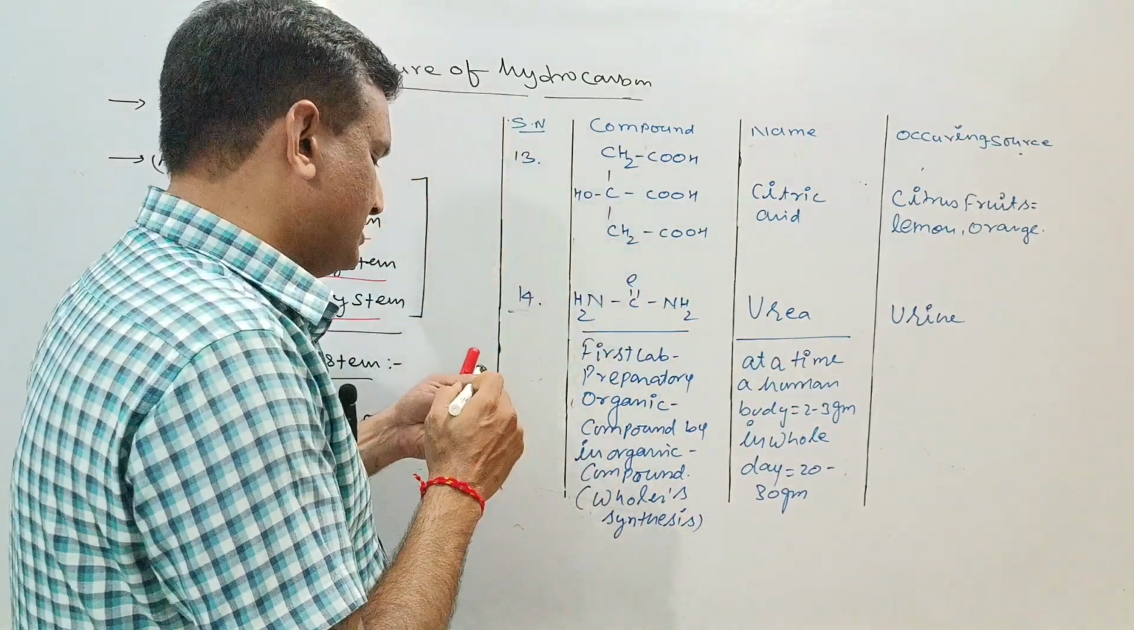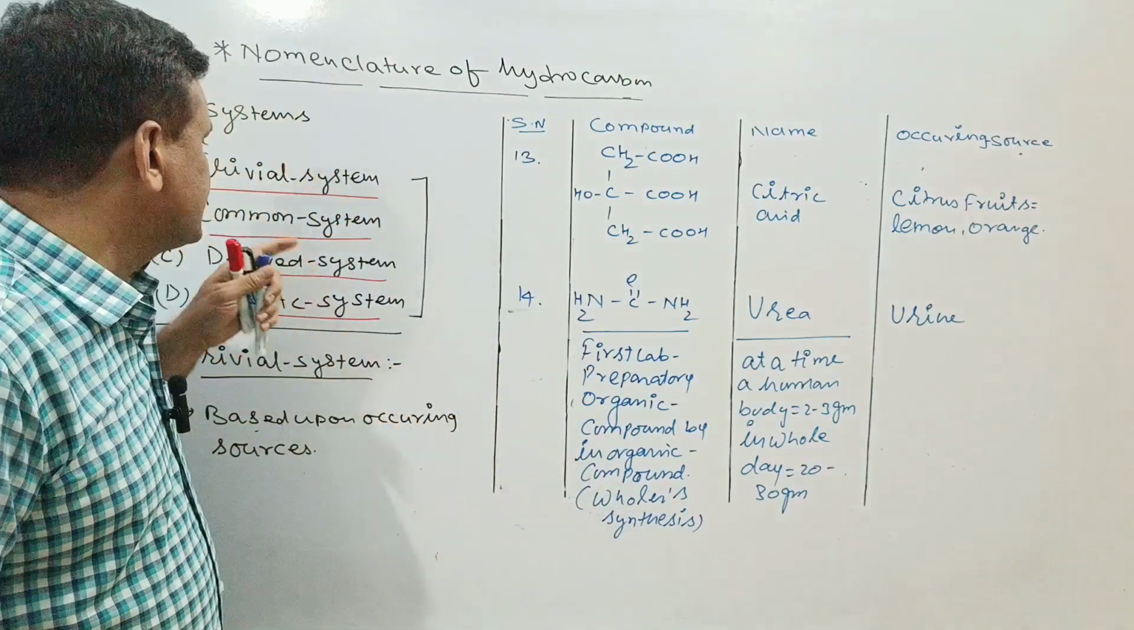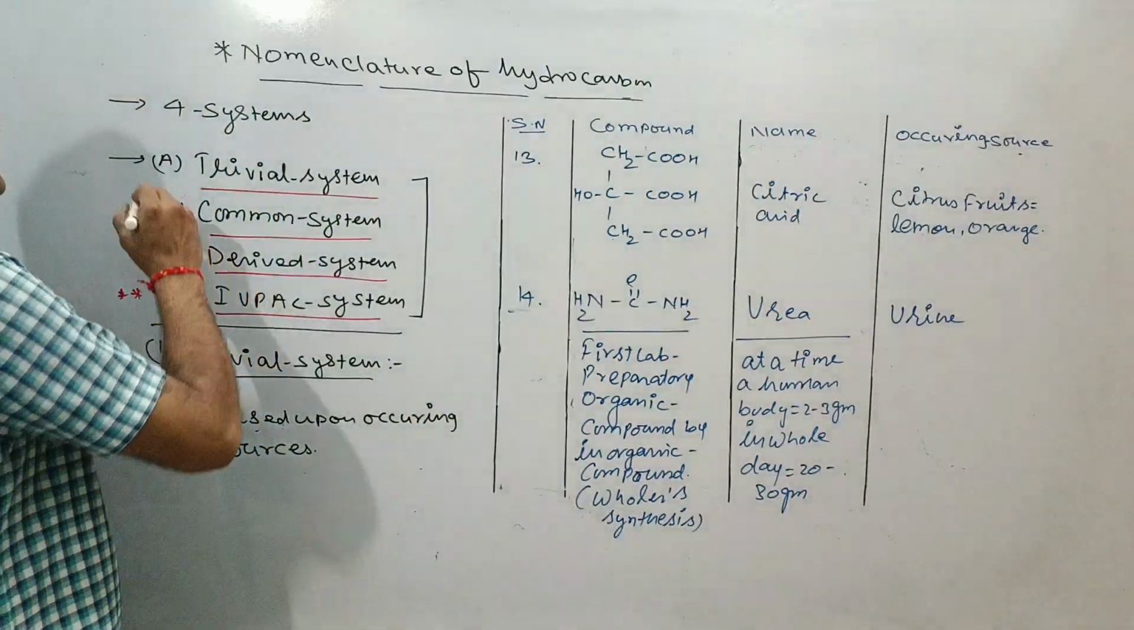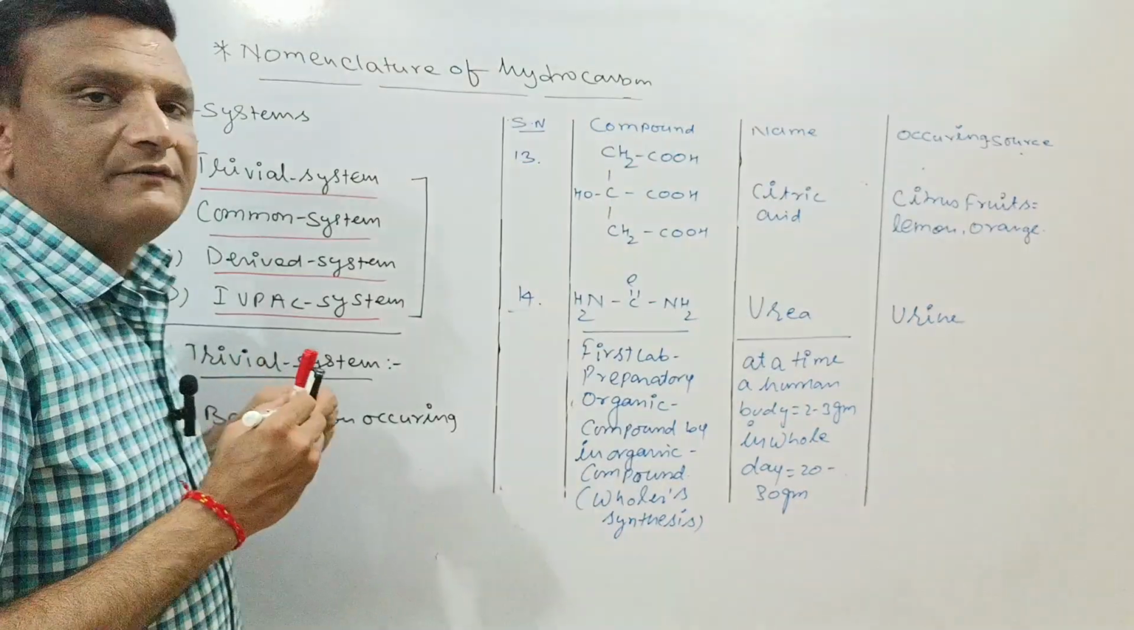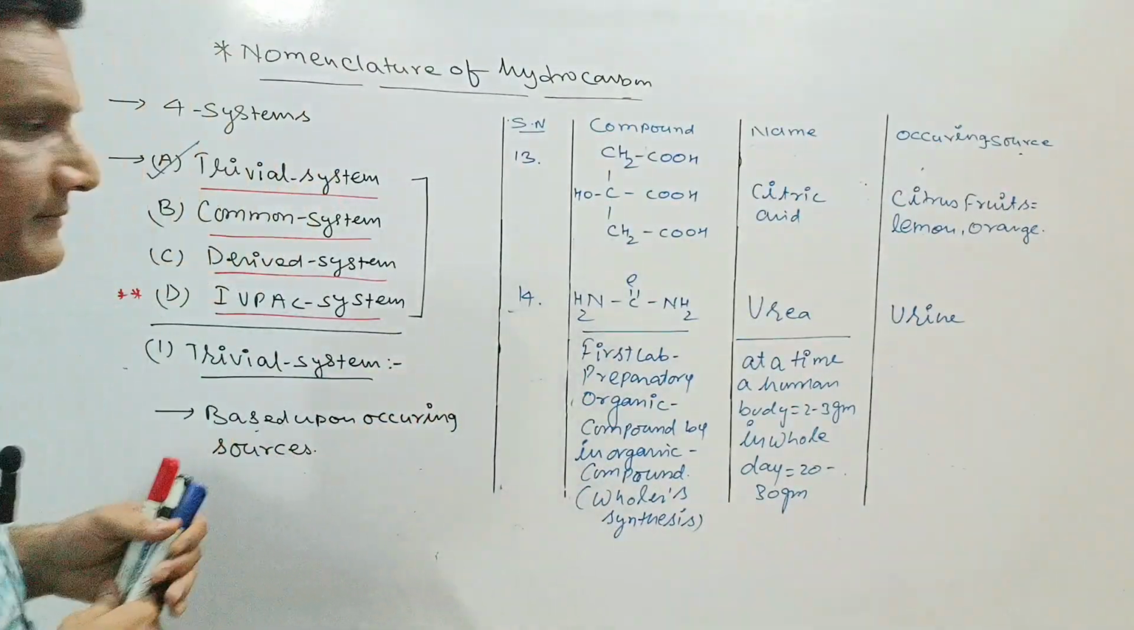So this was about the first nomenclature system, the trivial system. In the next video, we will discuss the common system.